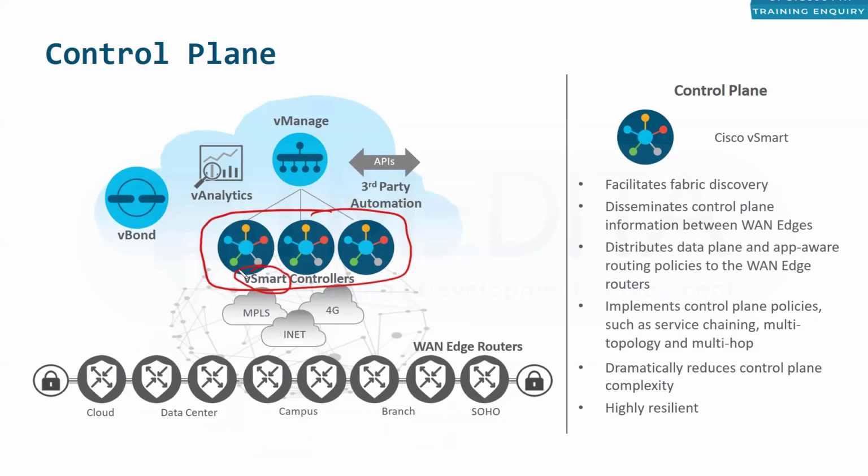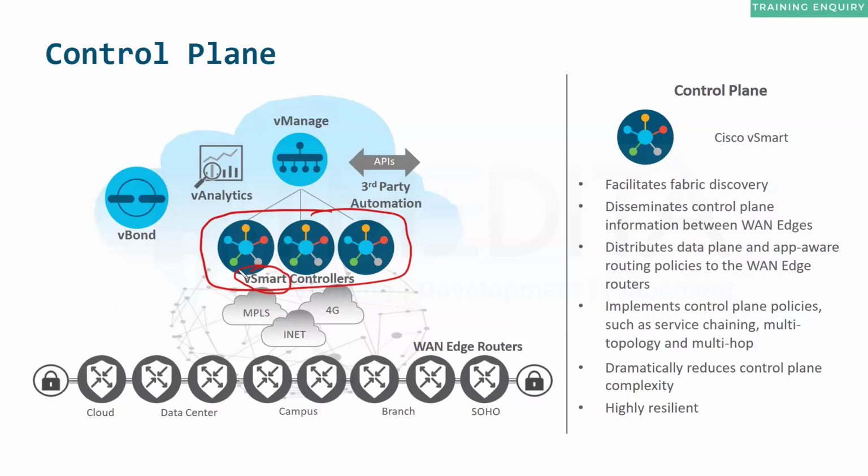You must not have a single vSmart. Why? Because if you have a single vSmart, then you have a single point of failure, right? And you don't want to have a single point of failure at any cost. So it is always recommended that you have at least two different vSmart controllers, which means two different control planes here. So you need at least two vSmart controllers in any deployment.